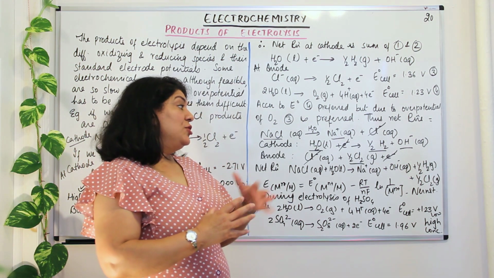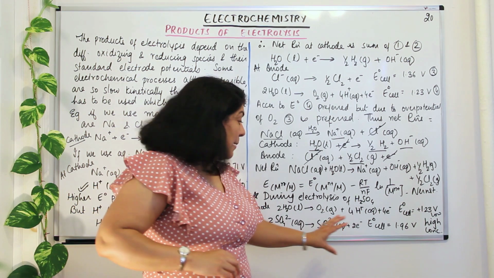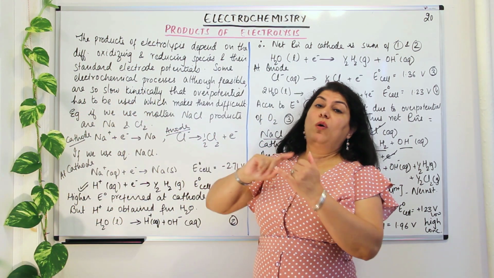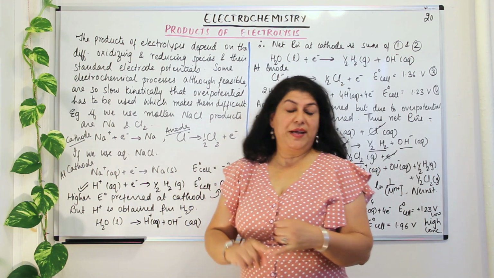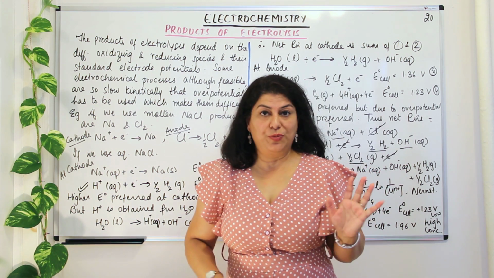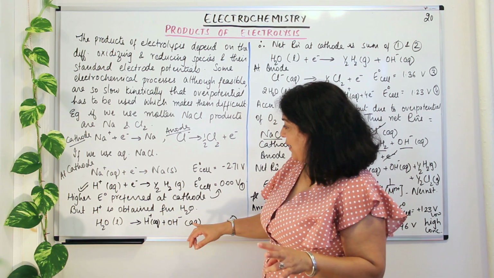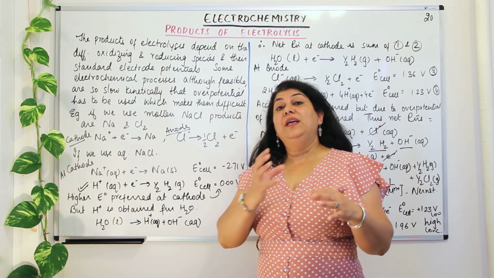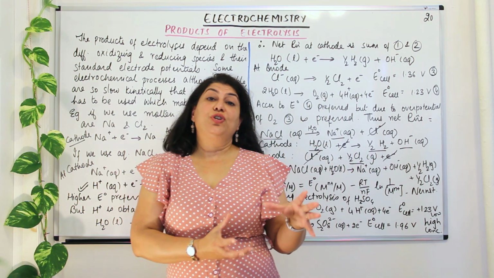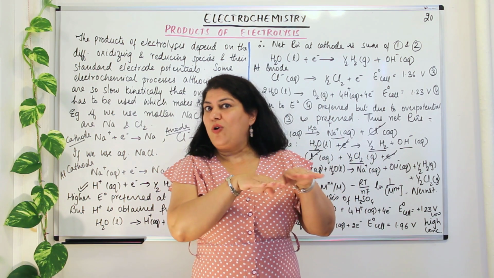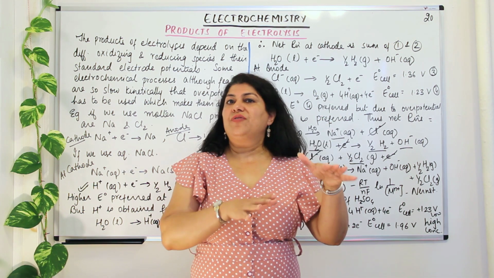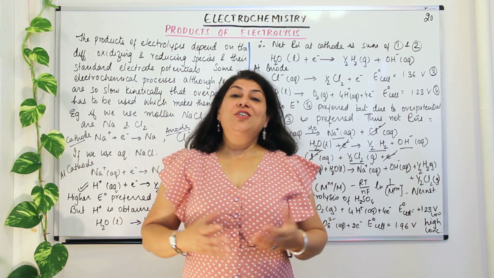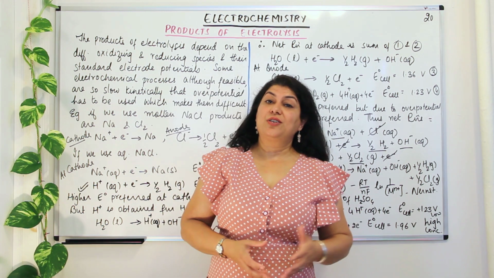So this particular example shows us that not only are these factors important, whether the electrode was reactive or not, what the standard electrode potential was, and whether there was overpotential, the fourth factor would be even the concentration of the solution. It would build up a competition, and under different concentrations you may get different products of electrolysis. So this was a little information about the products of electrolysis.